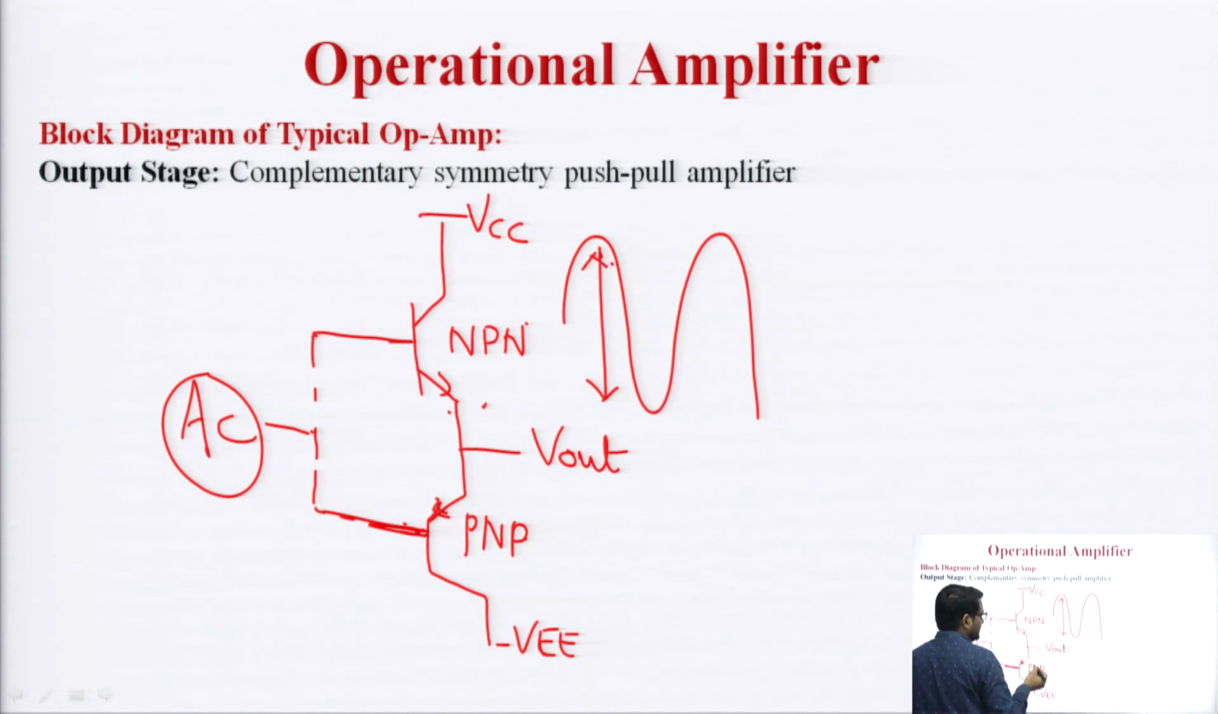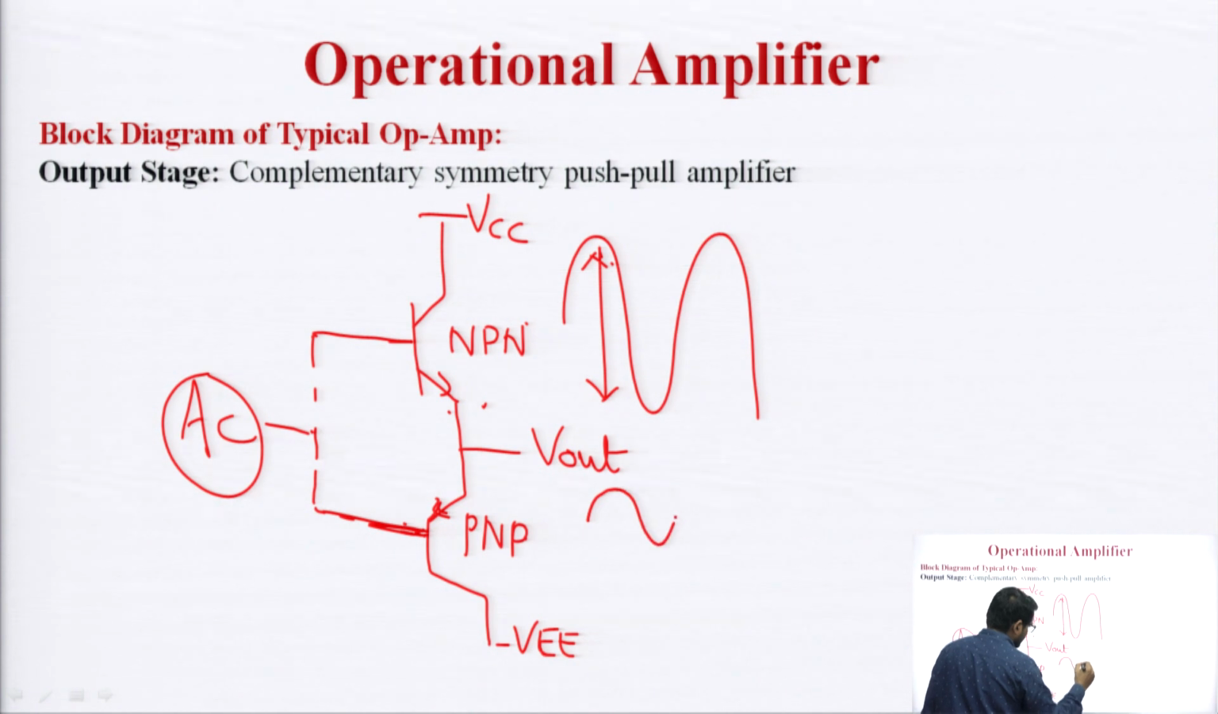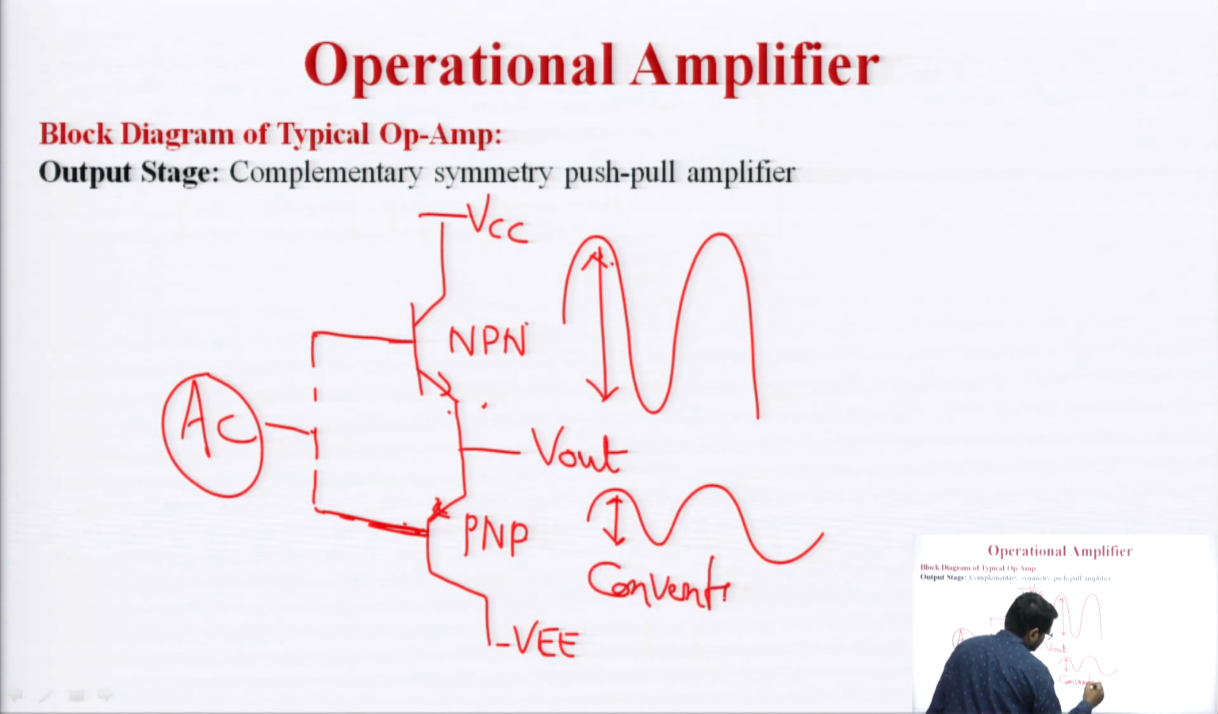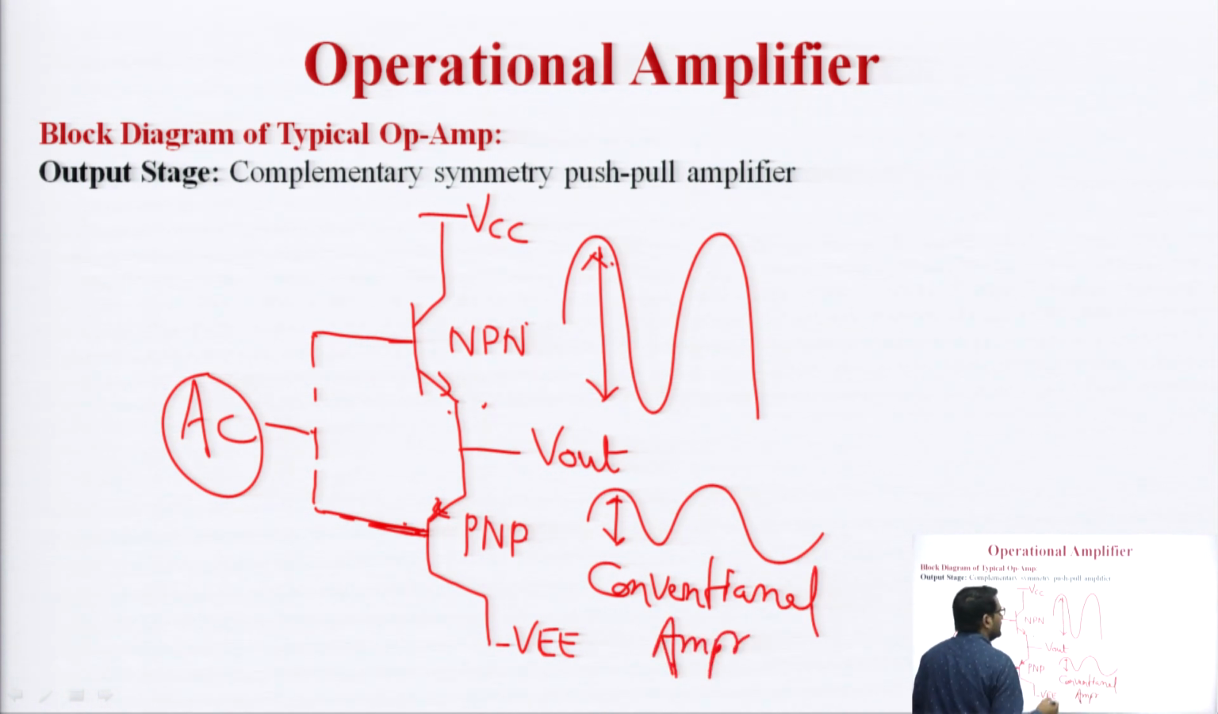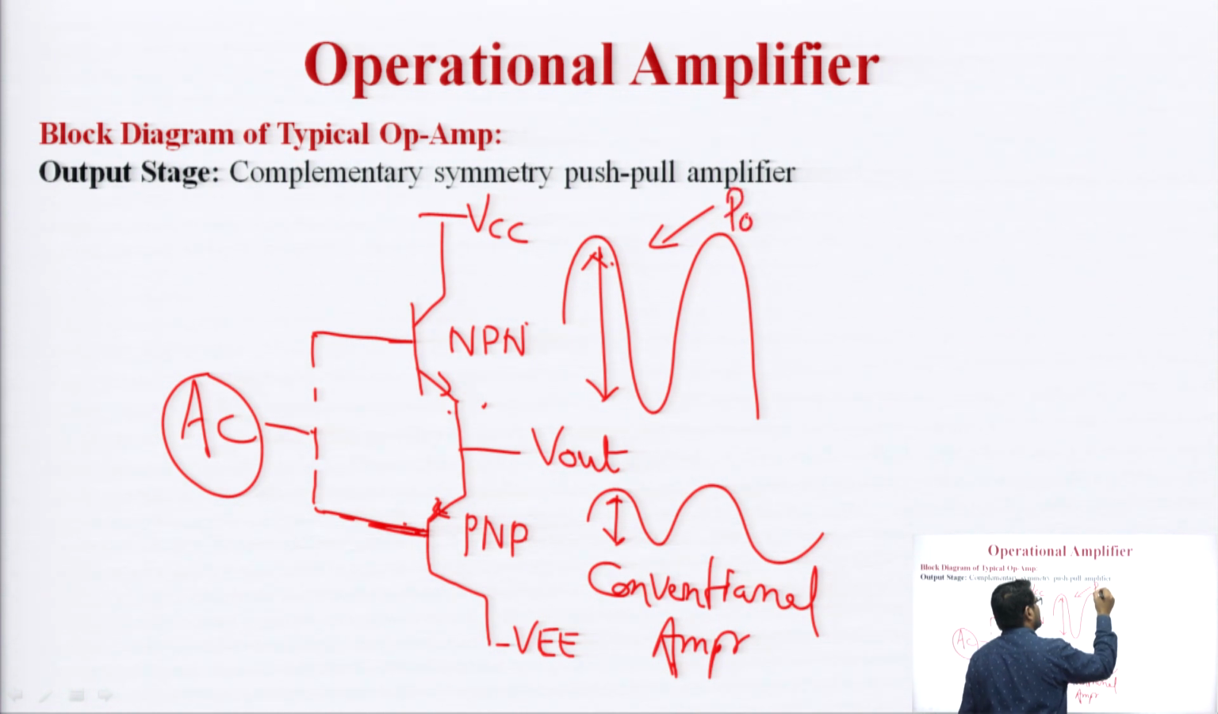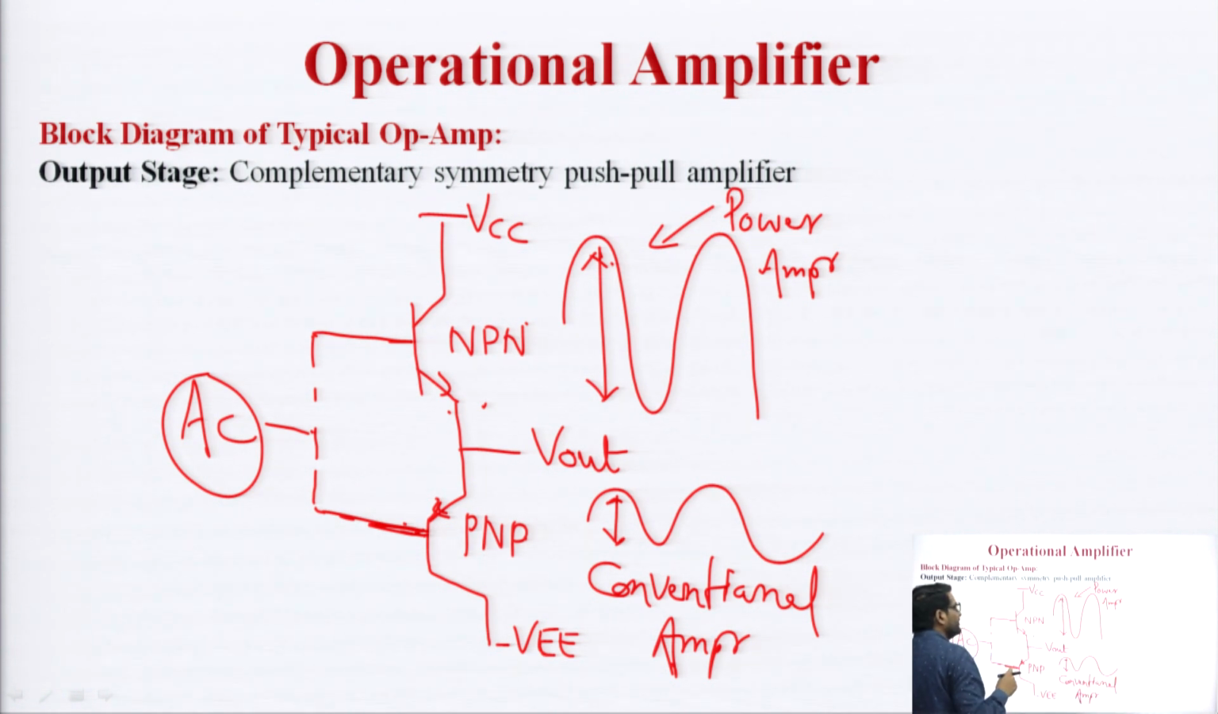If you use a general amplifier, it gives the signal looking like this output, this swing. If you use the power amplifier, this is the conventional amplifier, and this will be our power amplifier. The purpose of the power amplifier is to increase the swing at the output of the operational amplifier, meaning the swing of the AC signal increases, so that we get maximum amplification of the signal. Okay.